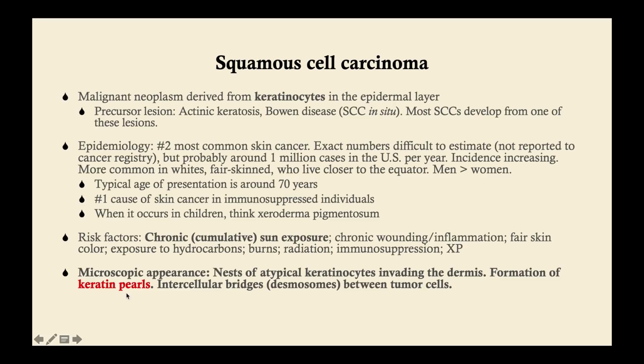So you look for these keratin pearls for squamous cell carcinoma, as well as intercellular bridges, which can be a little bit difficult to see, if not impossible to see, unless you've got good magnification of these tumor cells. And remember, those intercellular bridges are just the desmosomes that normally appear in the layer of the stratum spinosum.